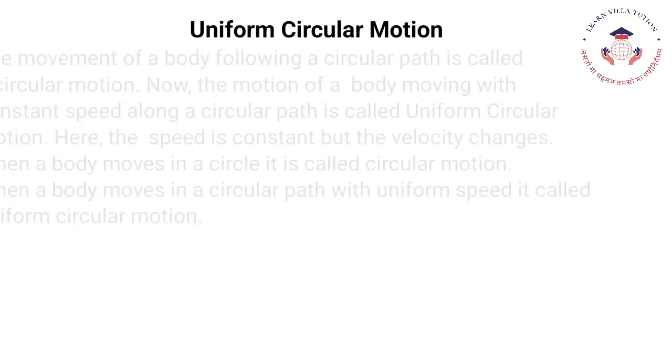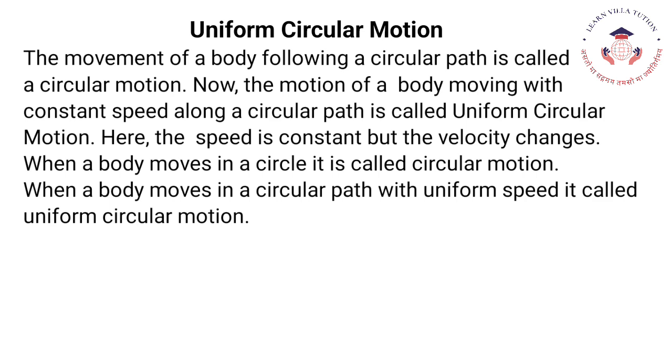Uniform circular motion. The movement of a body following a circular path is called circular motion. Now, the motion of a body moving with constant speed along a circular path is called uniform circular motion. Here, the speed is constant but the velocity changes. When a body moves in a circle, it is called circular motion. When a body moves in a circular path with uniform speed, it is called uniform circular motion.